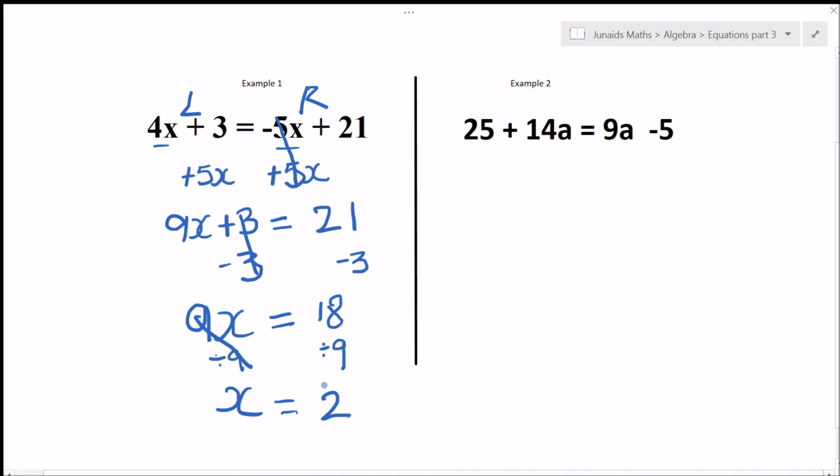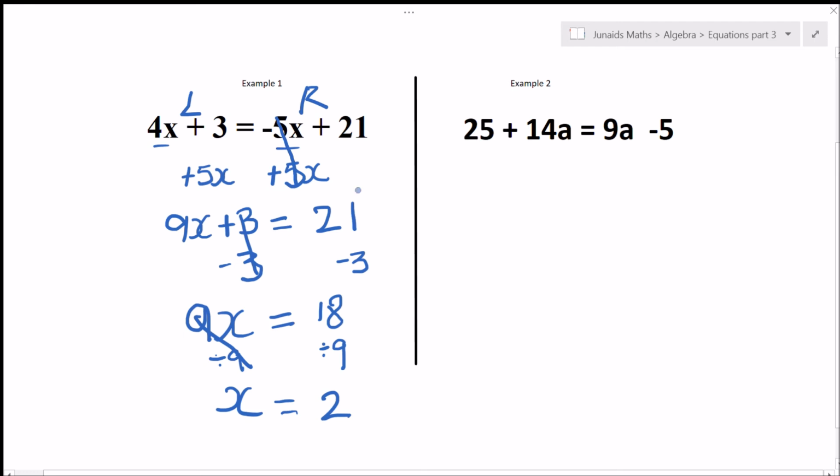Now, I know that these are slightly harder questions, and what we're going to do now is to try to solve the other example, which is going to help us to practice a little bit more and deal with the negative numbers. Now here, that's 25 plus 14a, or 14 times a, equals 9 times a, or 9a minus 5.